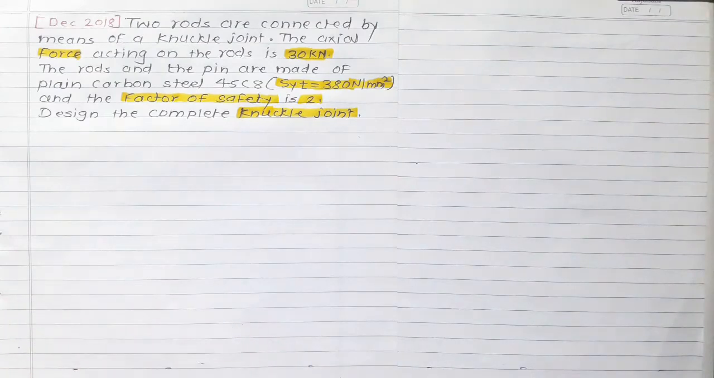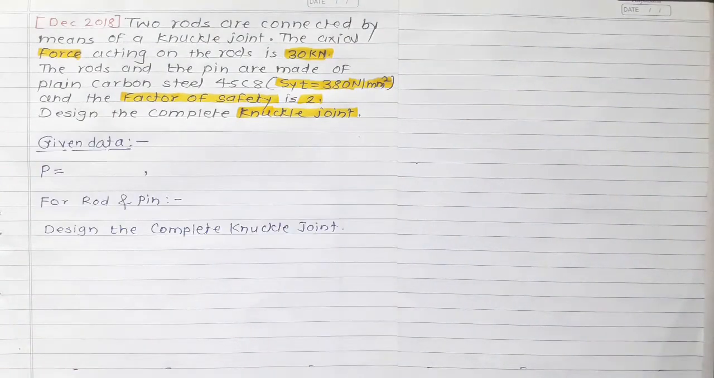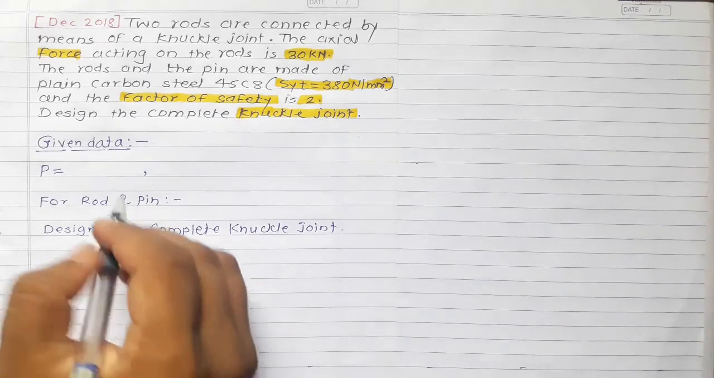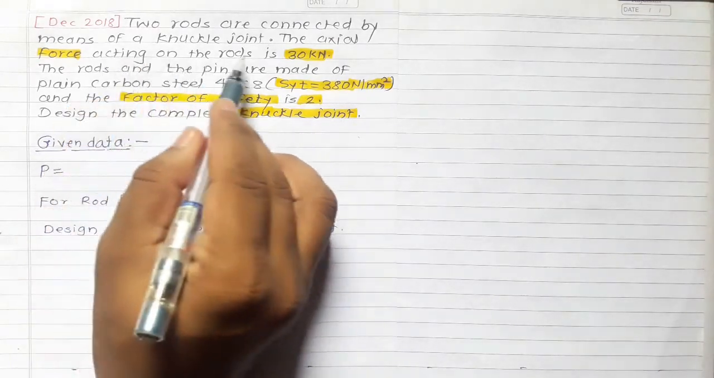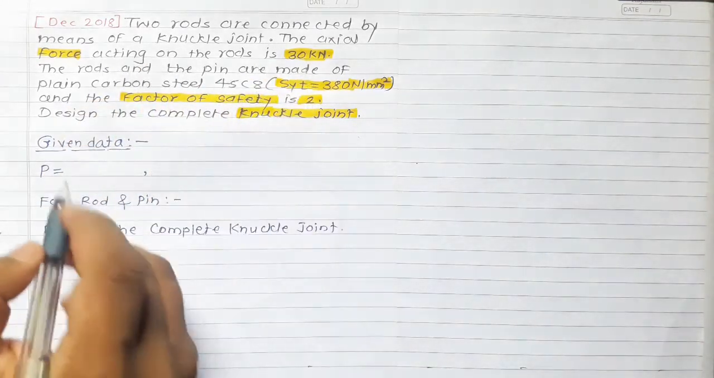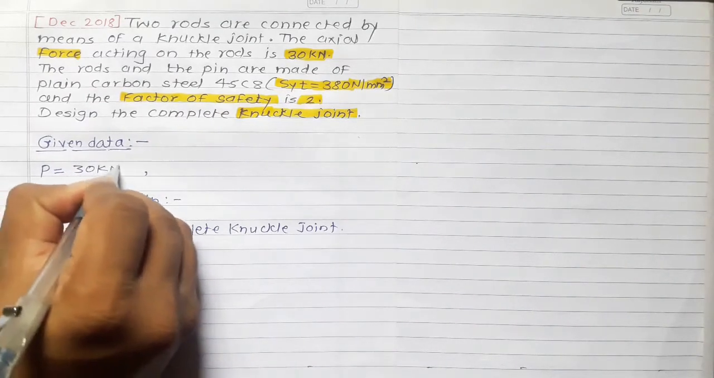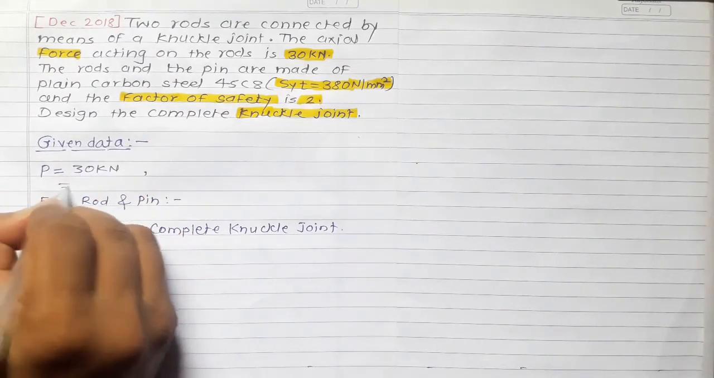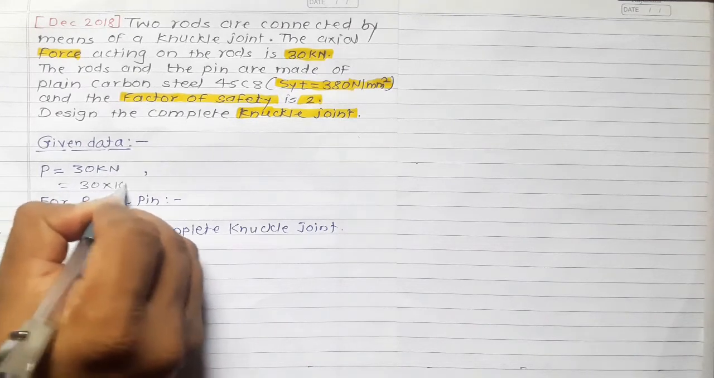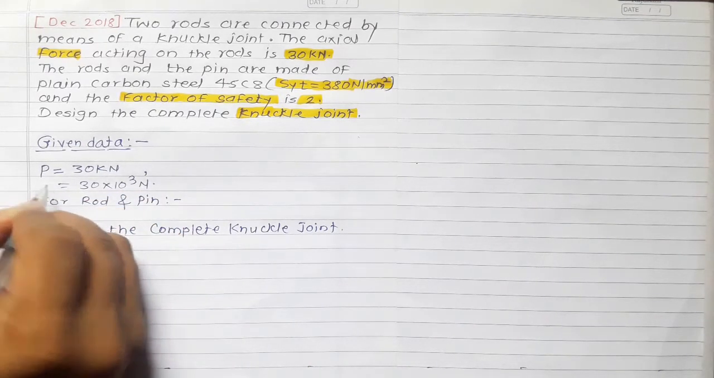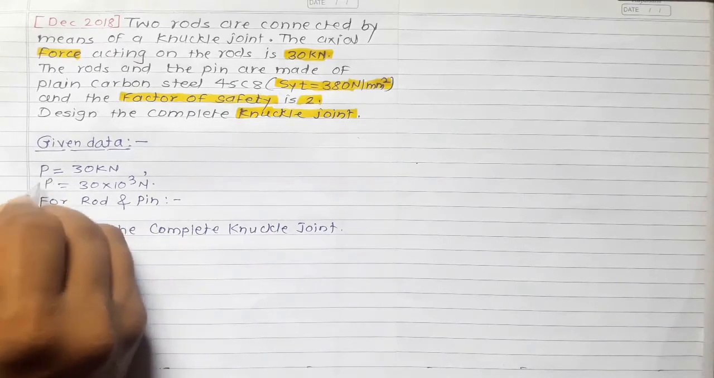Now let us first of all write down the given data. The force acting on the rod is given 30 kilonewtons. That means P is given. So P is equal to 30 kilonewton. Let us convert it into Newton. So 30 into 10 raised to 3 Newton. This is the value of force P in Newton.